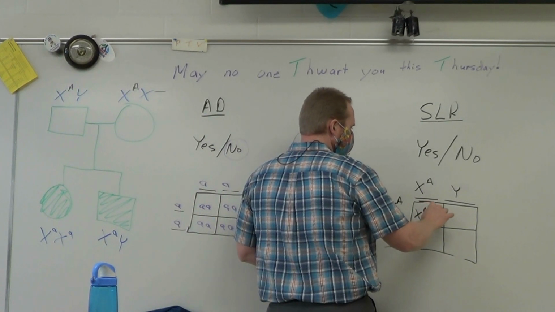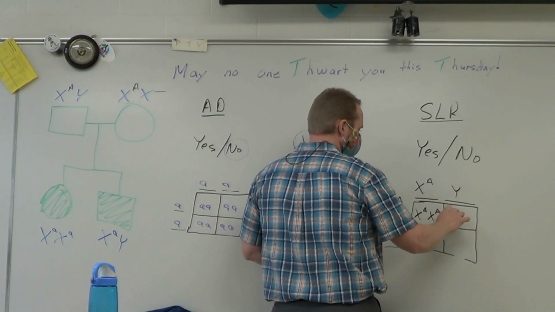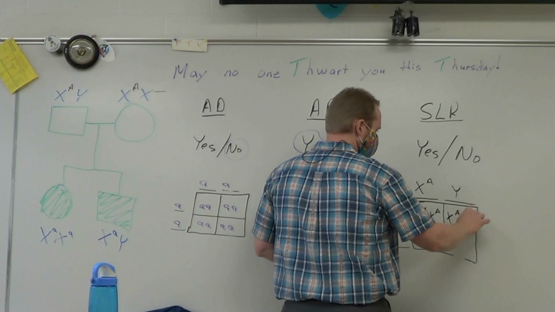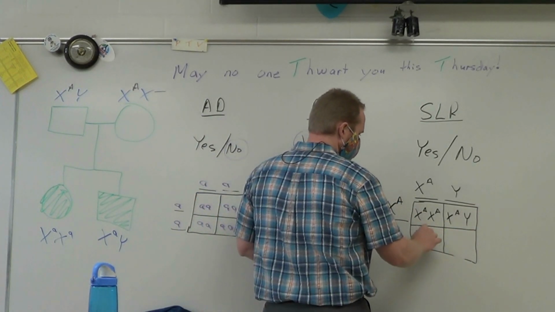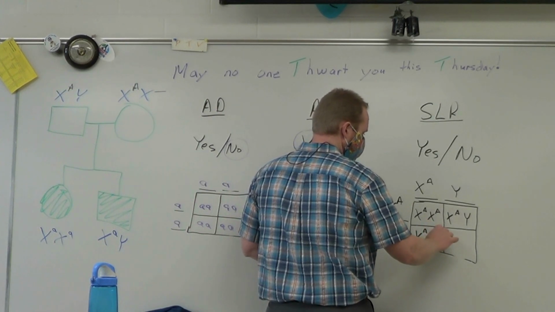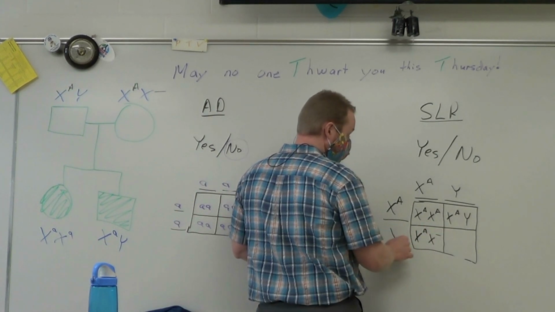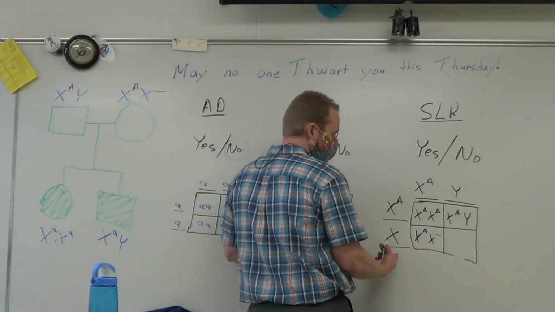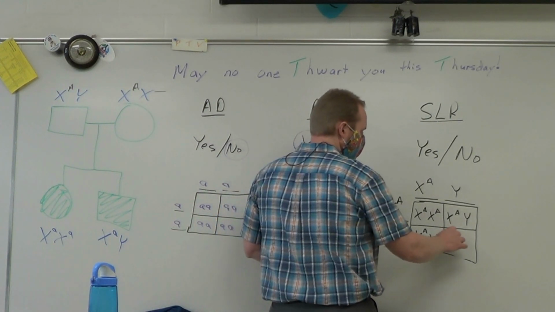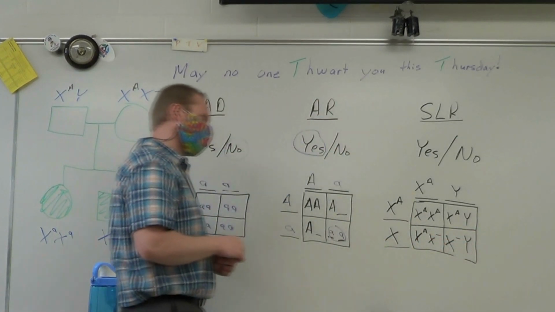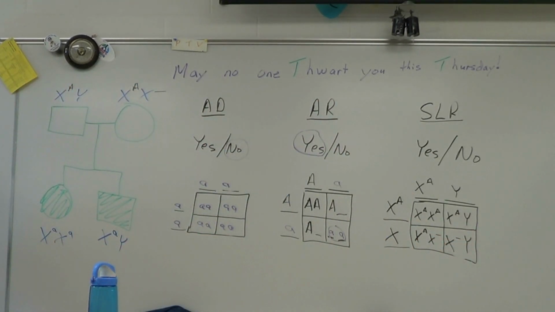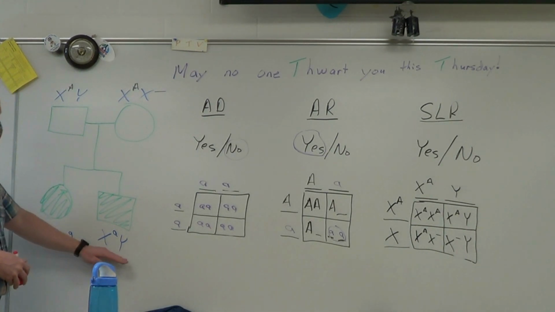So filling in all of the information that I have, I know that this is going to be something. And I do know this is going to be an X chromosome, right? It has to be an X chromosome because this is not. So then, this one is going to be X something Y. So let's start with the son.